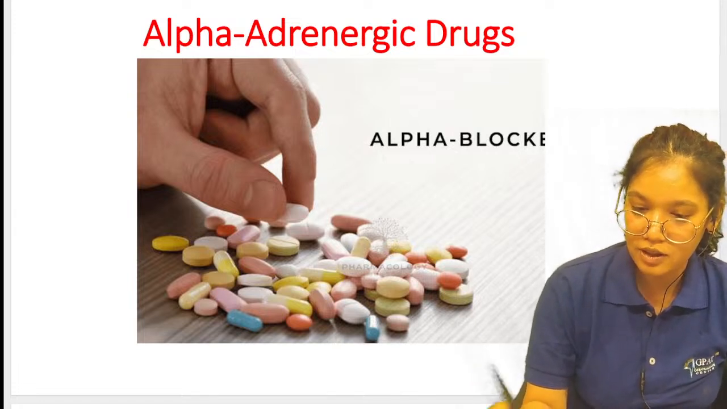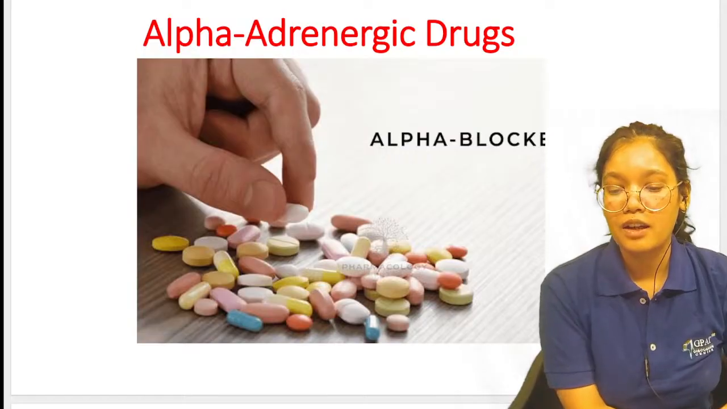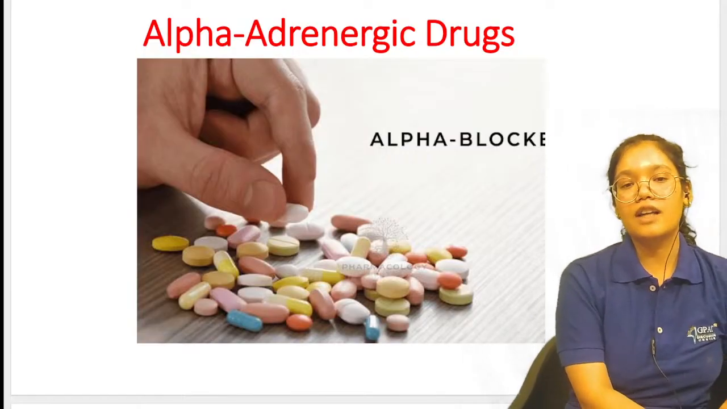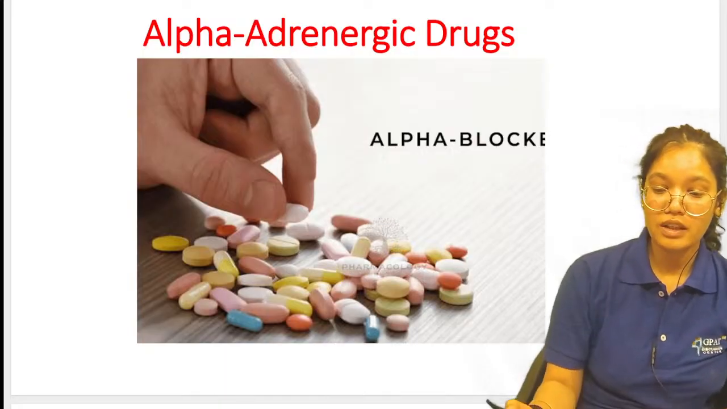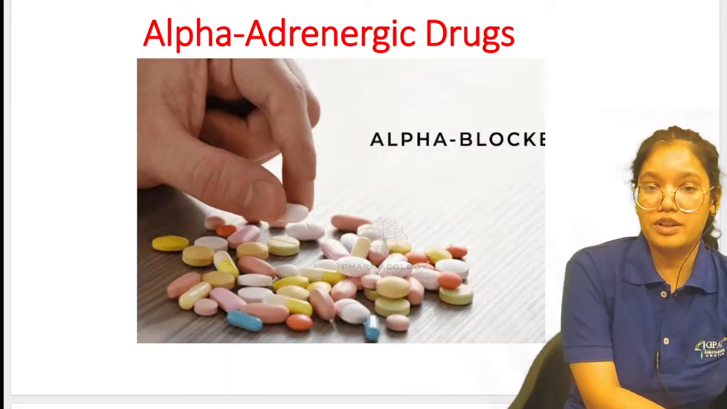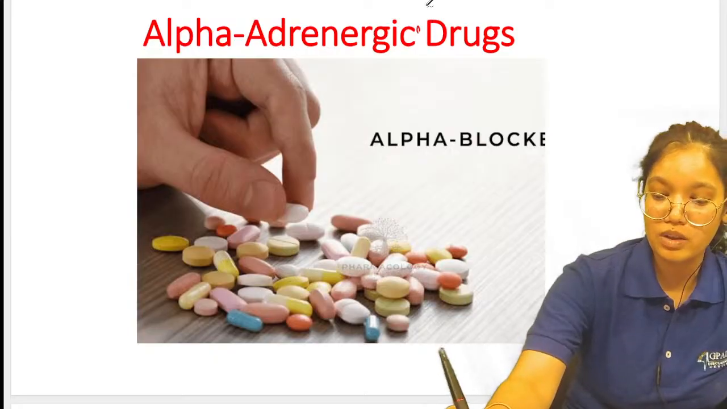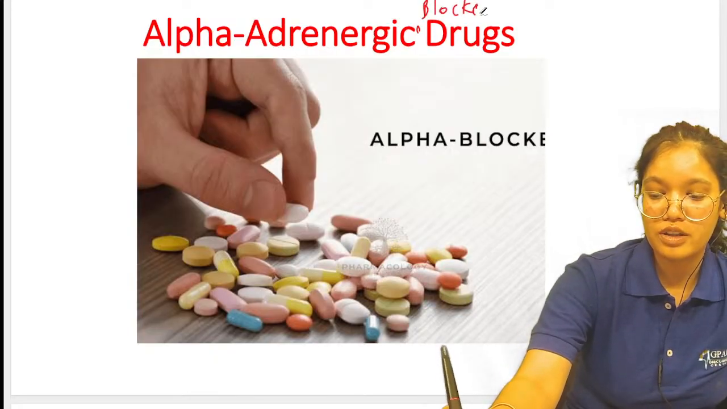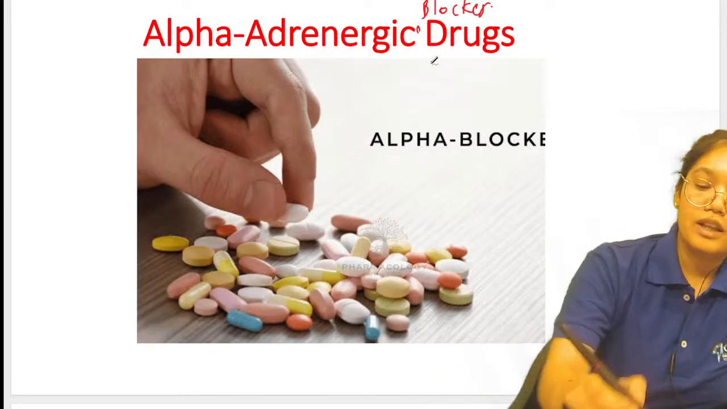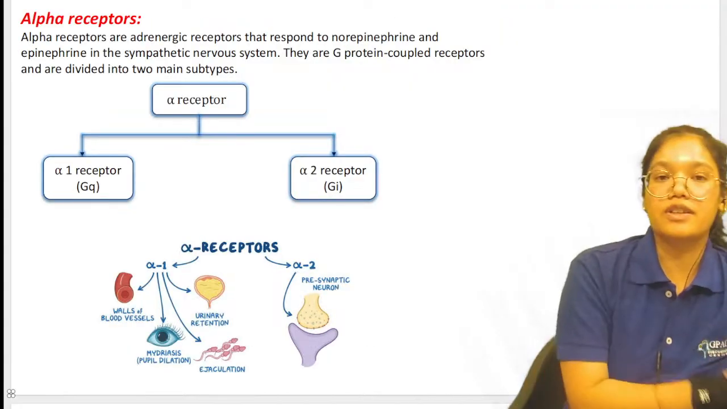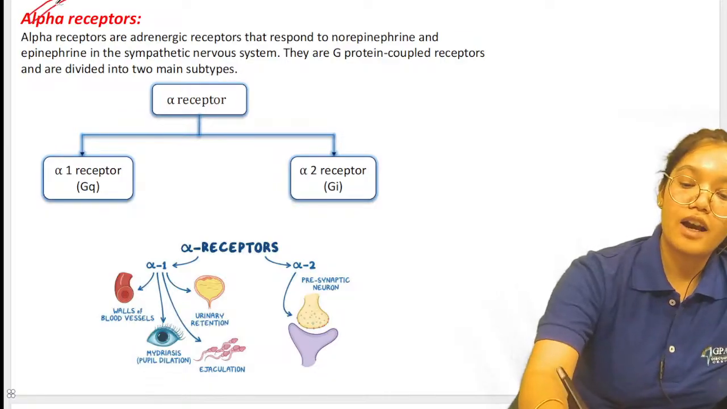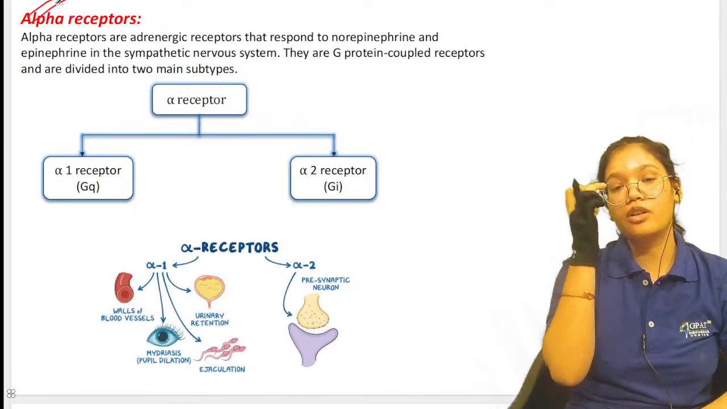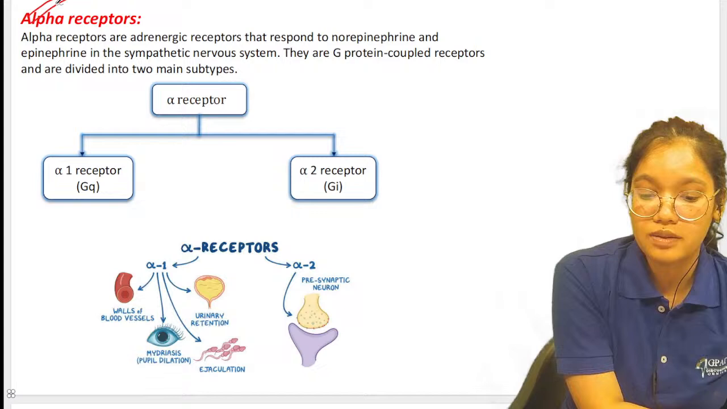Okay, so let's start with our class. Today we're going to start with the alpha adrenergic drugs, the alpha adrenergic blockers. Basically, we'll study the blockers today, that block the alpha adrenergic system or the receptor. We'll start first with the introduction of the alpha receptor.